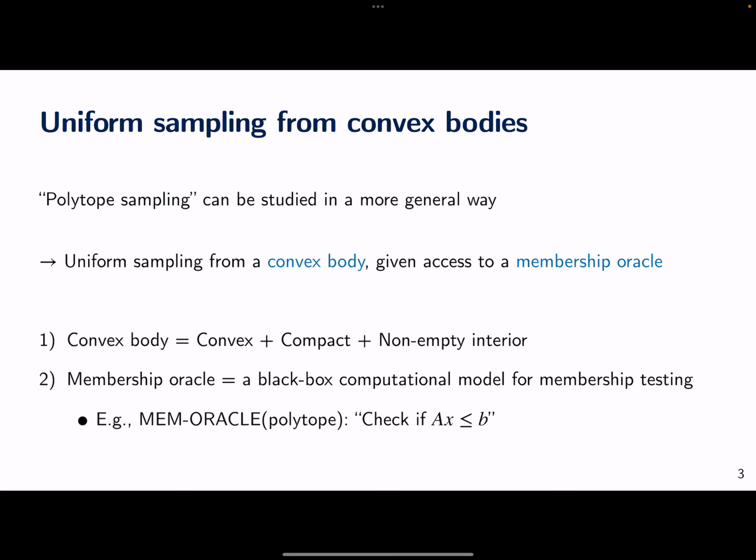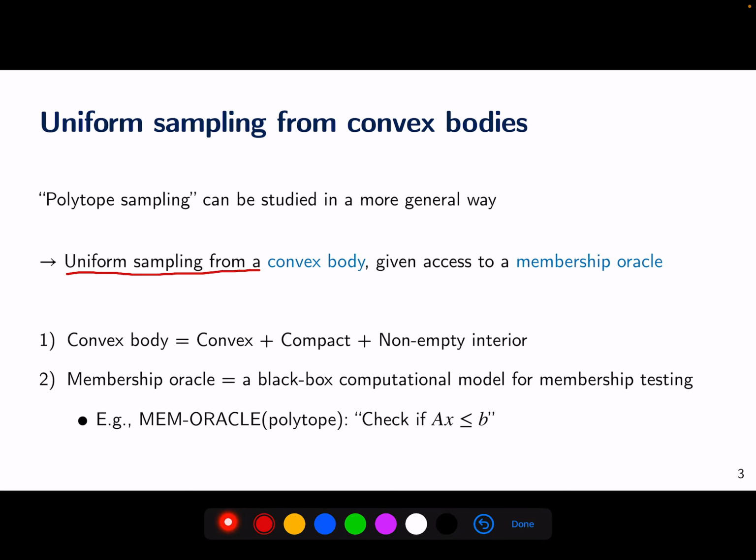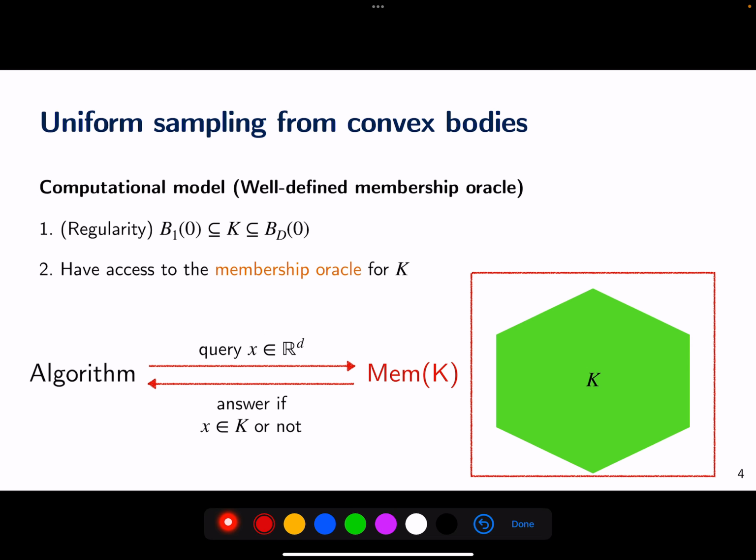This polytope sampling can actually be studied in a more general way through uniform sampling from a convex body. Here, convex body means that your set is convex, compact, and has non-empty interior. You also assume that you have access to a membership oracle for the convex body K, which tells you whether your query point x is in K or not. You can implement the membership oracle for a polytope by manually checking the linear inequalities for a given query one by one. Okay. And here is a more precise setup description.